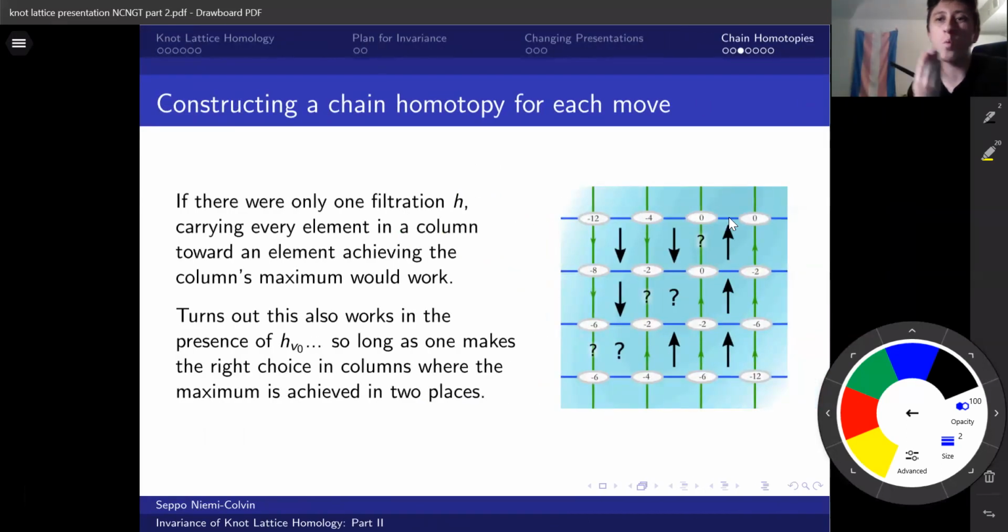Well, let's see. If we only had one filtration given by our height function h, we would carry every element in a column towards the element achieving the column's maximum.